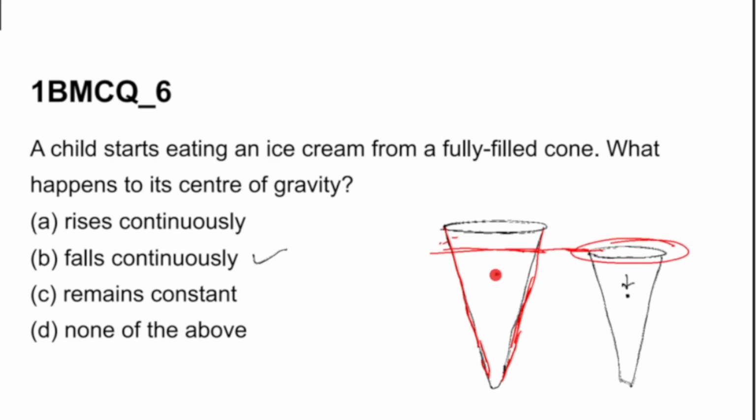The center of gravity was here, but now because this mass is eaten away, the center of gravity will shift down. So it will fall continuously. There is no point of it going up because we are not putting mass into it. We are eating it. This child is eating the ice cream, so he will finish it off. It will go down like this, then this, then this, and the center of gravity will keep falling. So that's why it is option B. It falls continuously.